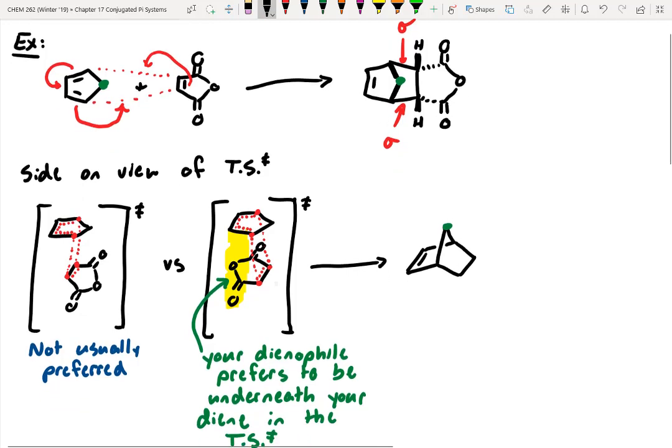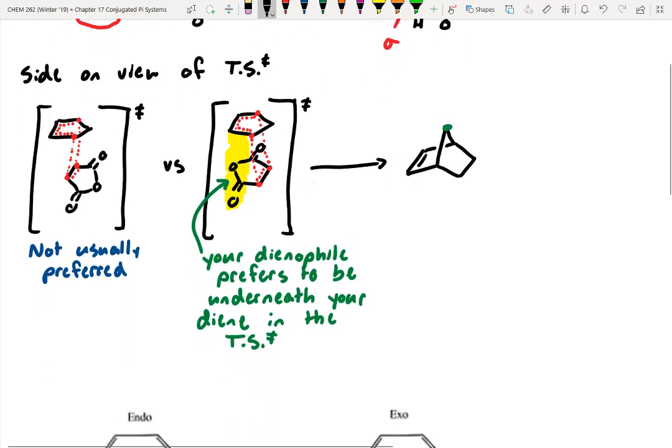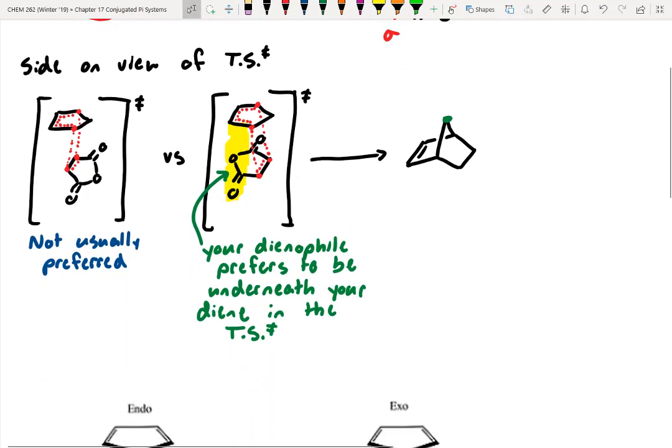And in this one, we said in the transition state that that oxygen really prefers to be closer to the pi bond over on this side, right? So what's going to happen is it would rather be kind of in this orientation where it's tucked closer, and then the hydrogens are further away.